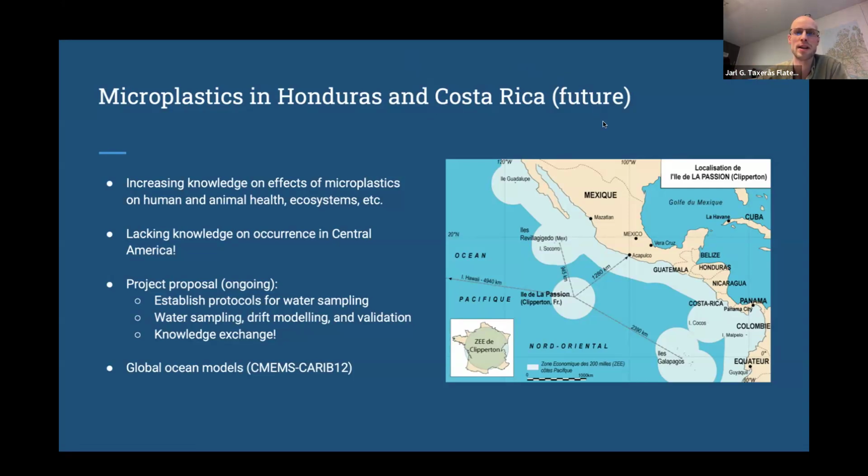And how can we transfer this knowledge and learn from each other through this unified problem that we all face? And here as well, we have a different ocean model covering the Caribbean, but the tools can be adapted to that as well.